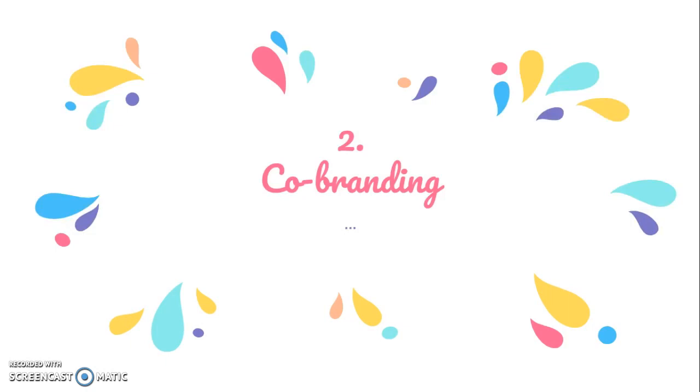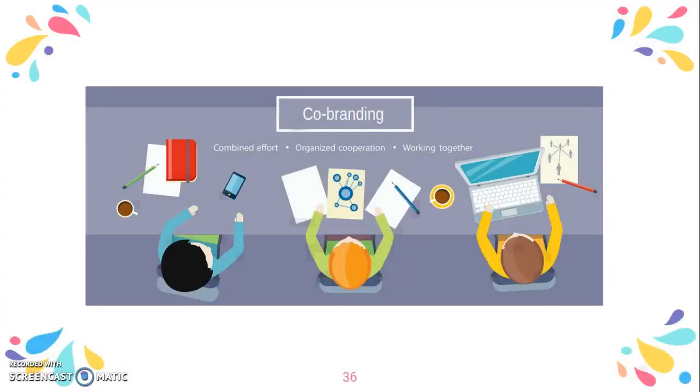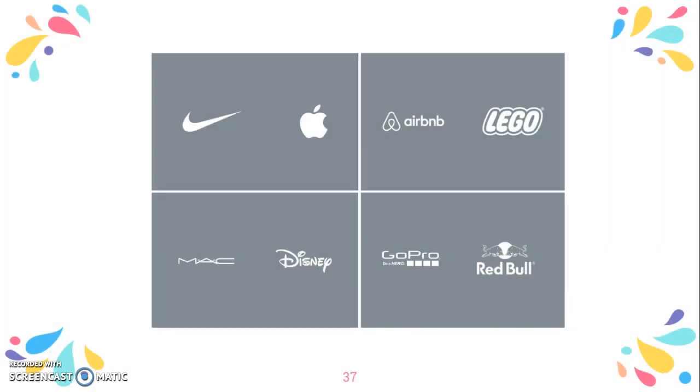So let's see what co-branding is. What do you think co-branding is? It's a combined effort, organized cooperation, working together. So what is it? It's two brands working together. Some of the most powerful co-branding that has been going on: Nike with Apple, Airbnb with Lego, GoPro with Red Bull, how they make those videos and stuff, Mac with Disney, with the princesses and everything.